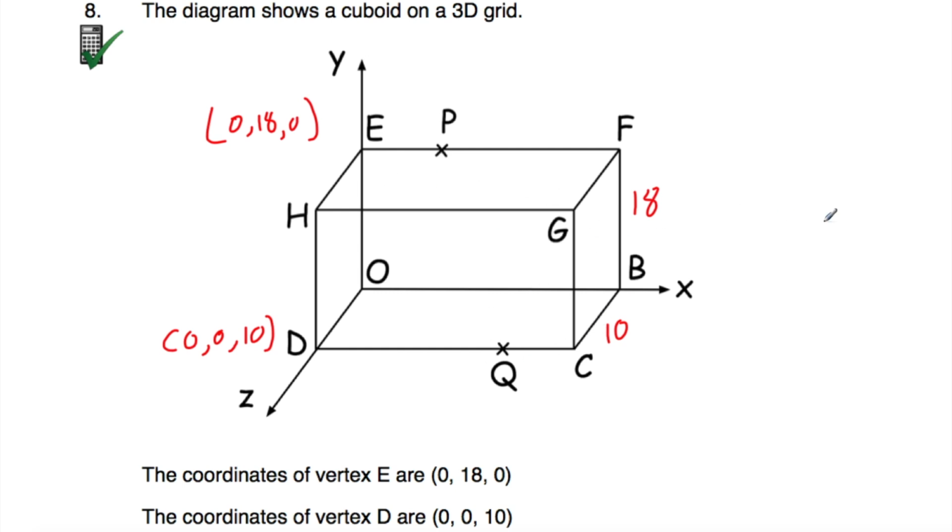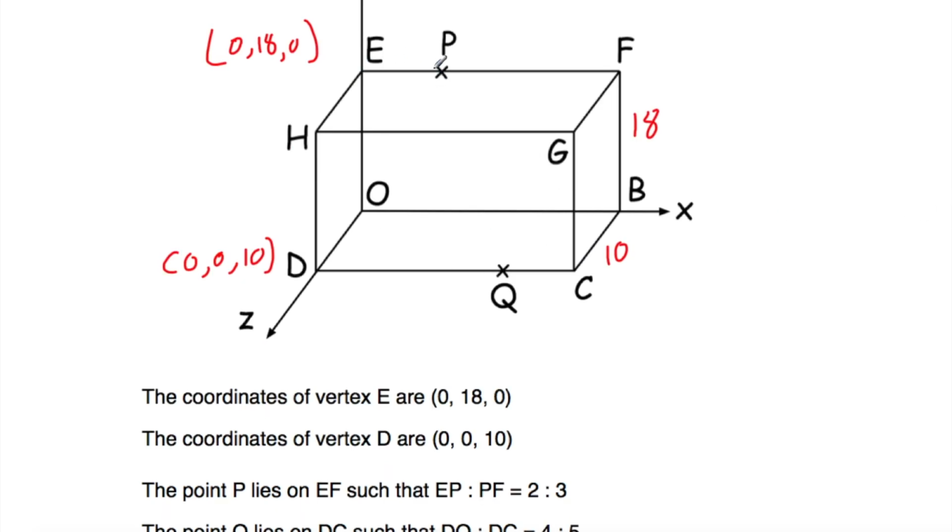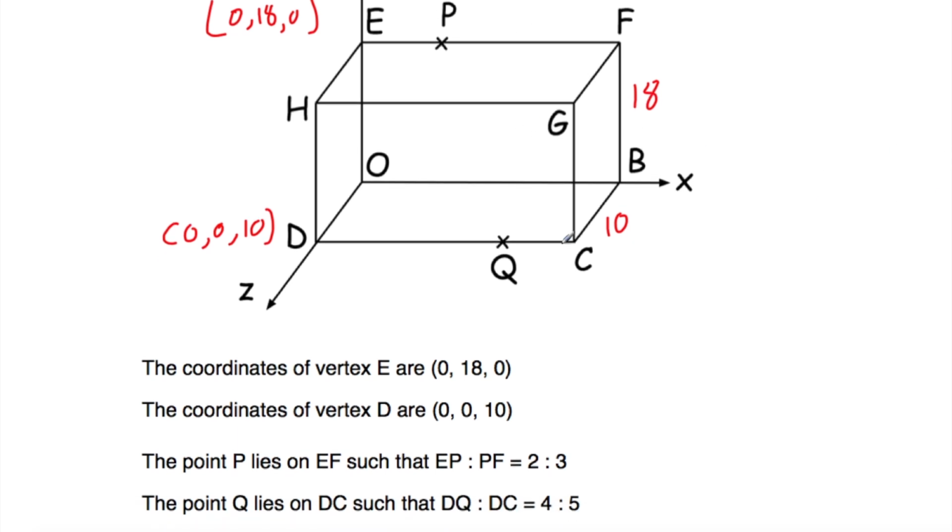And we are then told that the point P lies on EF such that EP to PF is 2 to 3. So the ratio of this length to this length is 2 to 3. And then we're told that the point Q lies on DC such that DQ to DC is equal to 4 to 5. So in other words, if that's parts 4, the whole part's 5, because from DQ to DC. So if this is 4, this is 5 the whole way across.